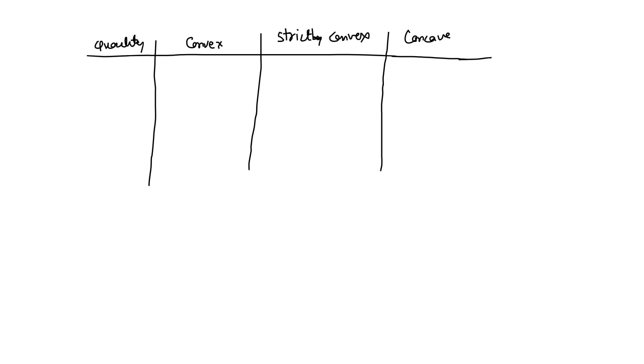So we have a quantity, that means the value of the second derivative. In the first column we mention the quantity. Second, convex: is the function convex or not? Strictly convex. We add some more: concave and strictly concave.